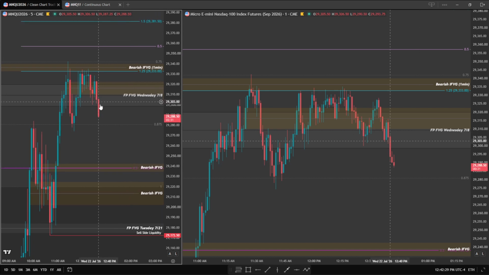I like the displacement here. Break of structure on the 5-minute as well. That's really nice.